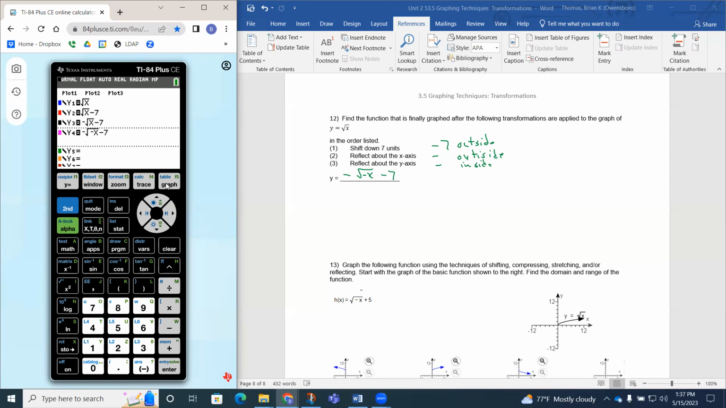That should now make it flip across the y-axis. So now it's been moved over there. So that would be the graph. So the -7 moves it down. The outside negative flips it upside down, which means it's a reflection over the x-axis. And then it comes across that way. All righty. That would be question 12.